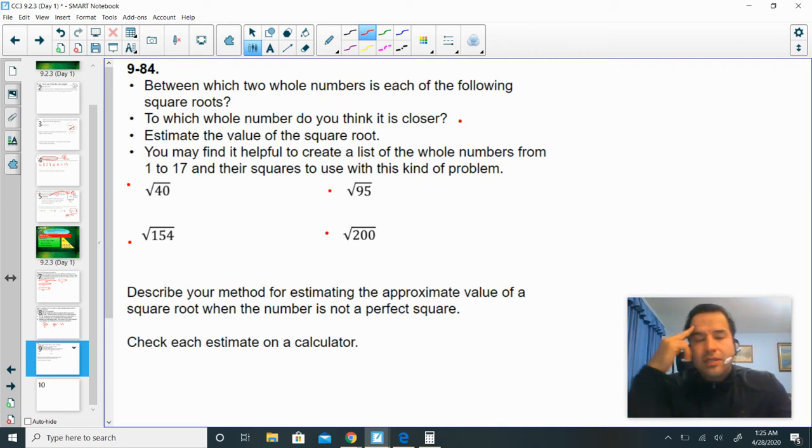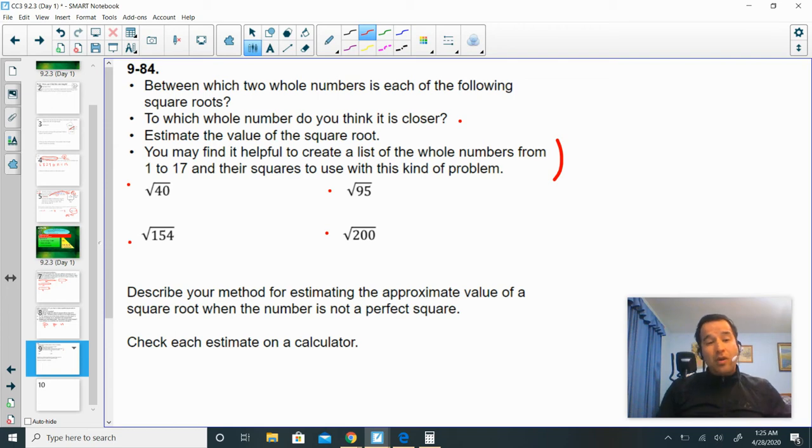Now, here's where it says you may find it helpful to create a list of the whole numbers from 1 to 17 and their squares to use with this problem. You remember that poster in the back of my classroom, right in the middle, where I said, hey, look at this, and pointed up? Boy, don't you wish you had that poster right now?